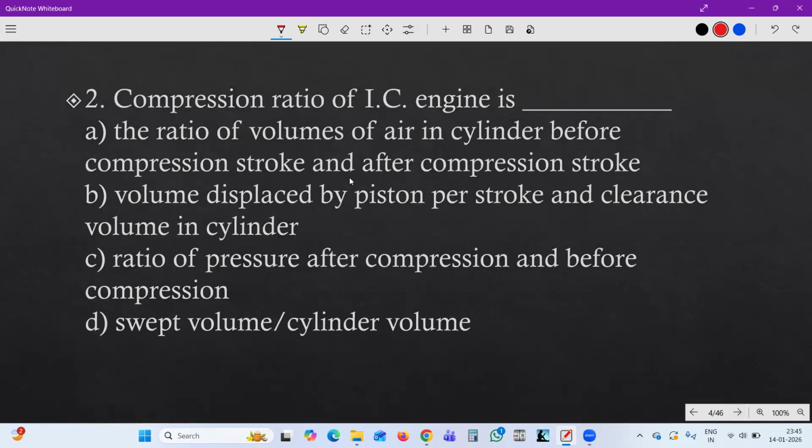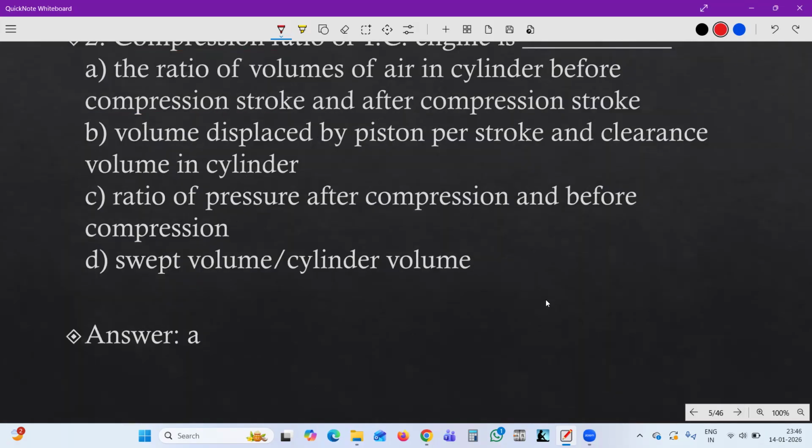Next question. The compression ratio of an IC engine means, IC engine में compression ratio क्या होता है? A. The ratio of volume of air in the cylinder before compression stroke and after compression stroke. B. Volume displaced by a piston per stroke and clearance volume in the cylinder. C. Ratio of pressure after the compression and before the compression. D. Swept volume divided by cylinder volume.